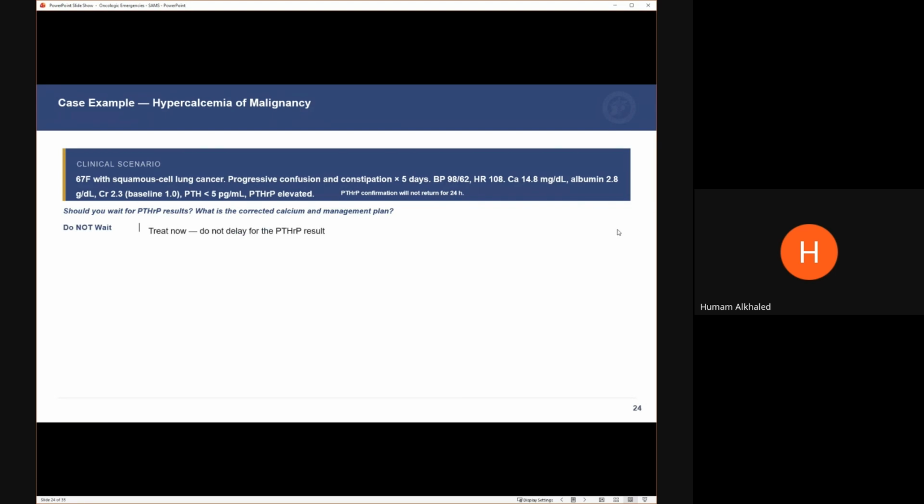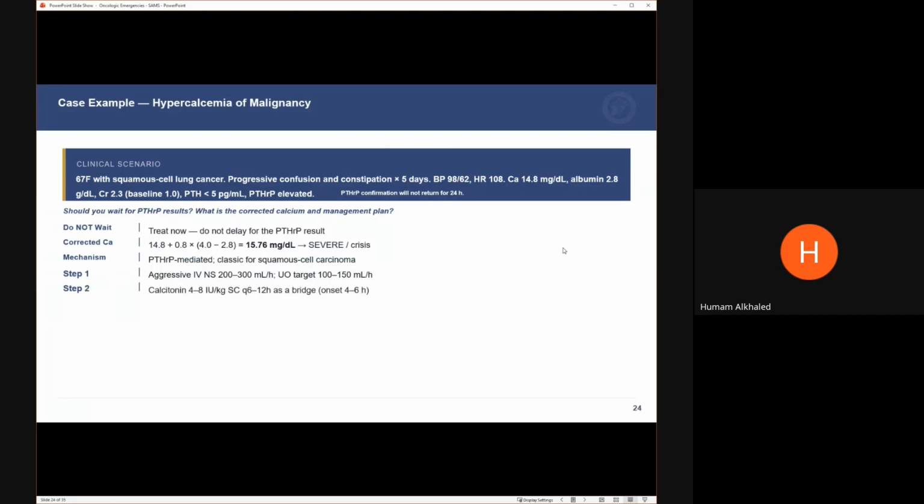Should we wait for the PTHrP? Not really. That's when you start correcting the calcium and start treating the patient. Using the corrected calcium formula, it's actually 15.76. So that's severe hypercalcemia. The mechanism is PTHrP-mediated hypercalcemia from squamous cell carcinoma. Knowing what type of cancer they have tells you what mechanism of hypercalcemia is driving this crisis. For management, you want to give aggressive fluids. You want to give calcitonin, as we talked about, every 6 to 12 hours. And you want to pair that with bisphosphonate.